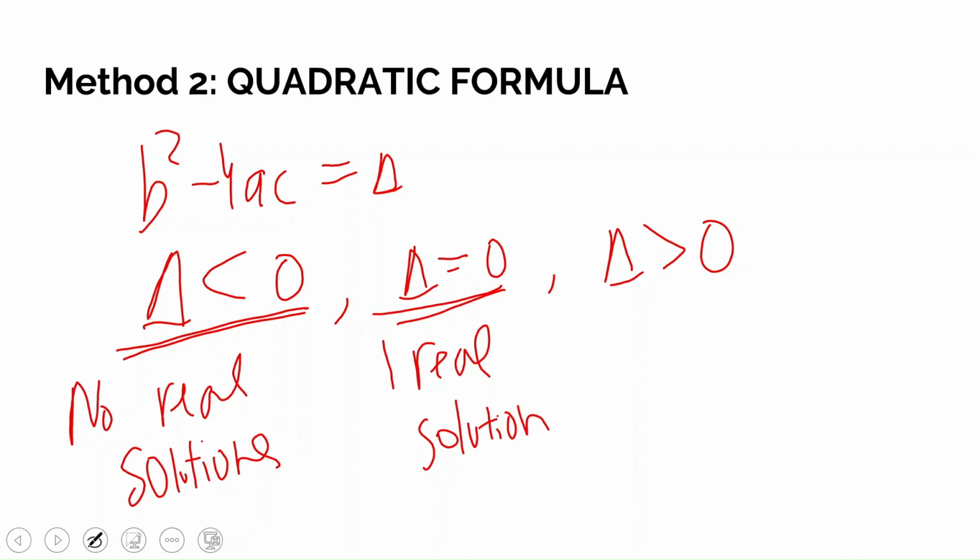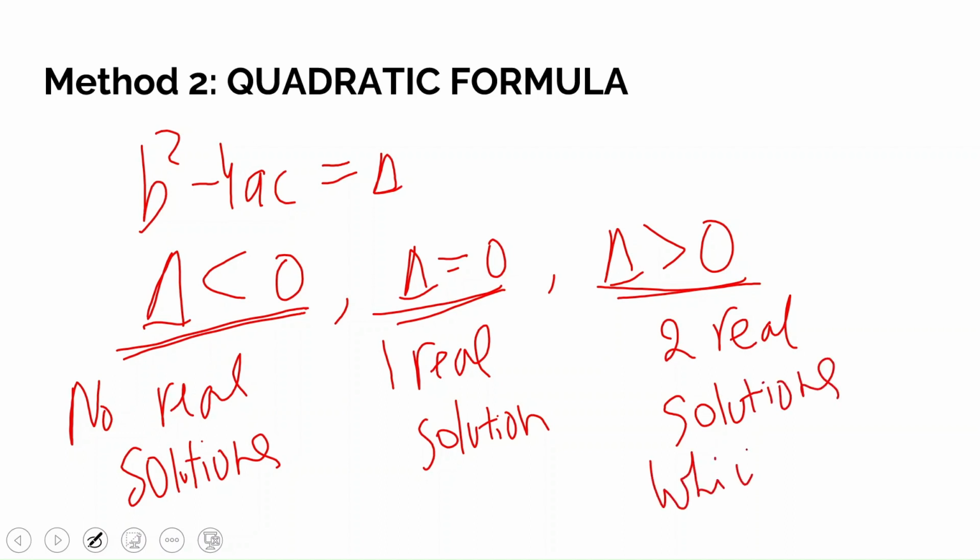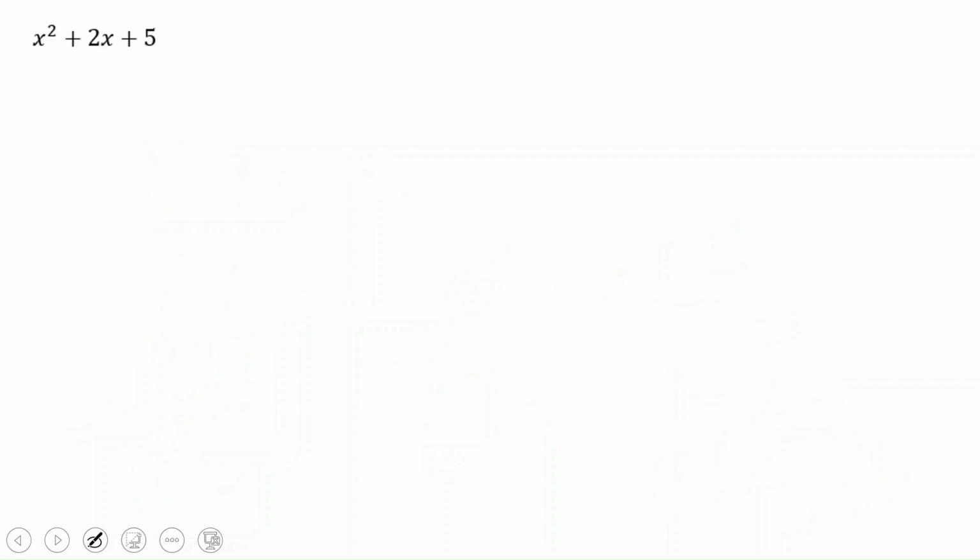One real solution, or you can say two similar solutions, or two solutions but they are the same. And if it is greater than 0, then there will be two real solutions which are distinct. So those are the different possibilities for the values of the discriminant, and this is one application of the discriminant. So now let's find the value of x using the quadratic formula.